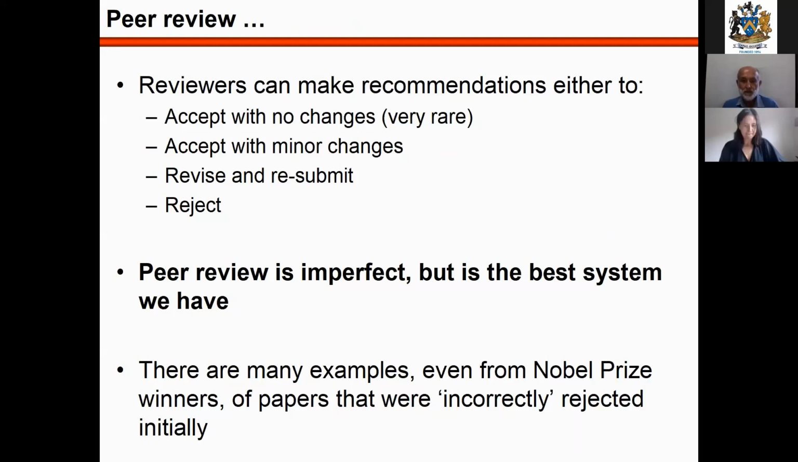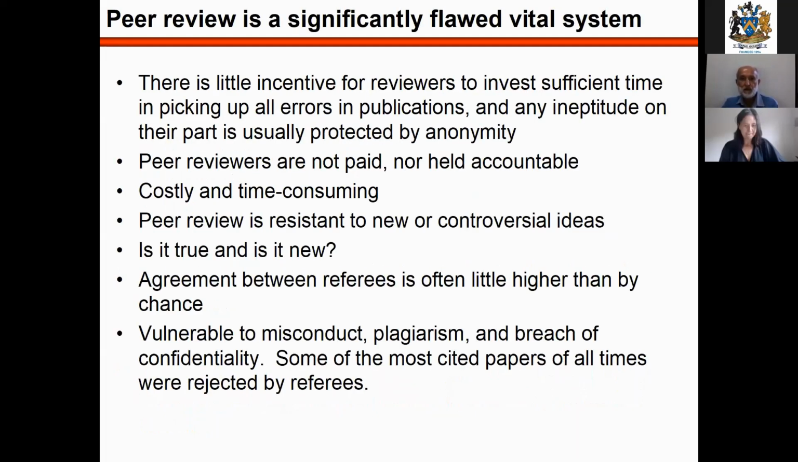Now, peer review is imperfect, and I'll elaborate on that in a moment, but it is the best system that we have. It's like the saying about democracy being the worst form of government except for all the others. You know, we have to work with what we've got. There are many examples, even from Nobel Prize winners, of papers that were incorrectly rejected initially. Peer review is a significantly flawed but very vital system.